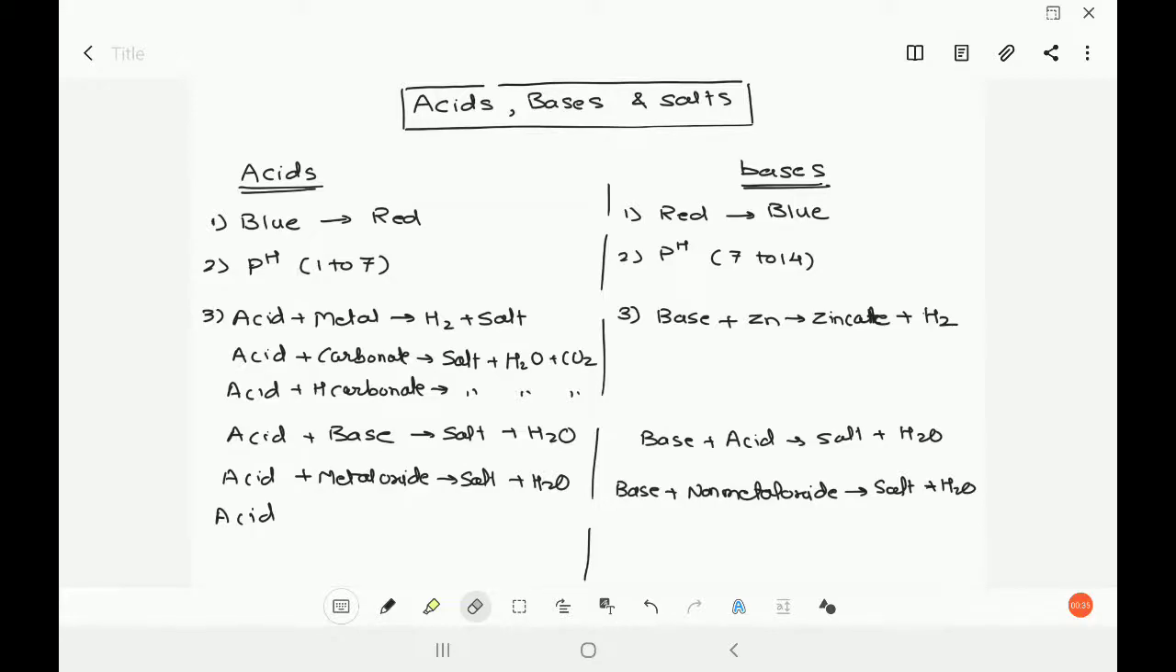So first of all, let us know what acids and bases exactly are. So I'll give you a rough idea of what is acid and what is base. Basically, those substances which are sour in taste we call acids, and those substances which are a bit bitter in taste we call bases. Okay, but that is not a great way of knowing acids and bases.